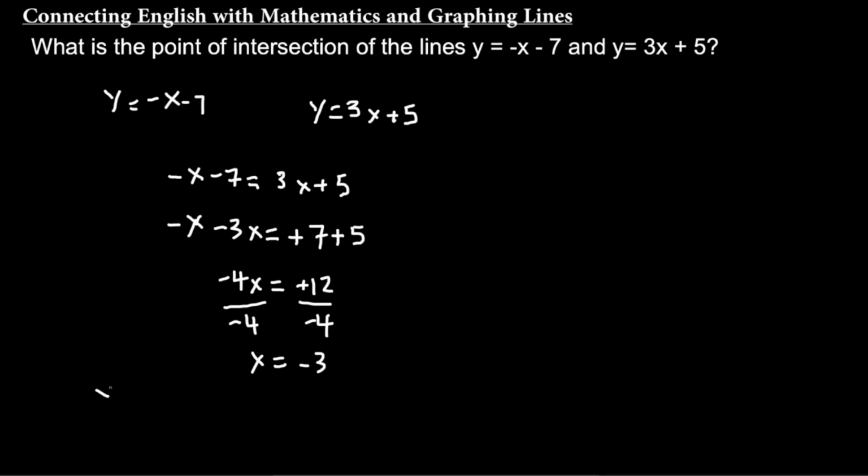So y equals bracket -3 bracket -7. Now remember, it's important to include the negative before the x and then write out the bracket and then put in the negative 3. Otherwise, you'll get a completely different answer. So from here, you get y equals negative 3. In this case, this will turn to positive 3. So positive 3 minus 7. And then here we have y equals 3 minus 7. Y equals negative 4.